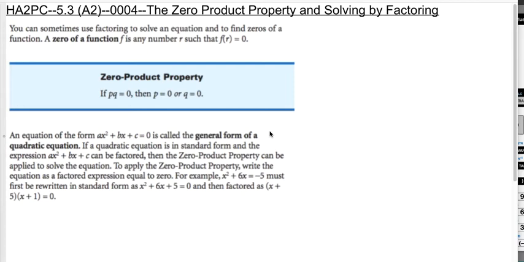All right, this is Honors Algebra 2 Pre-Calc. We're doing 5.3 in Algebra 2. This is our fourth video in the series. We're going to talk about the zero product property and solving equations by factoring.